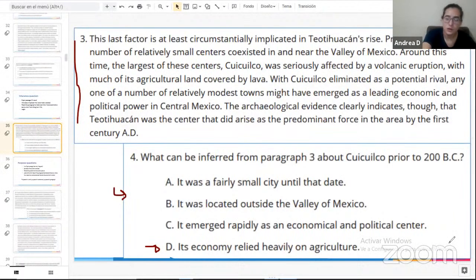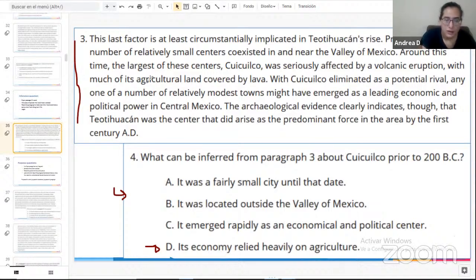Okay, that's awesome. Fantastic. Okay, guys, so yeah, you are right. D is actually the answer. Now, can anybody tell me why? Because it says Cuicuilco had agricultural land and it was covered by lava. So I think that's the key. Okay, perfect. Yeah, so yes, you're completely right.